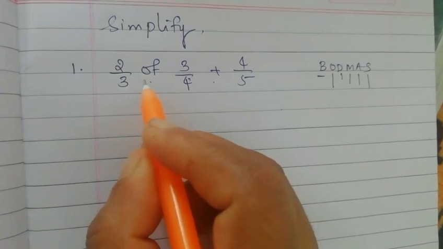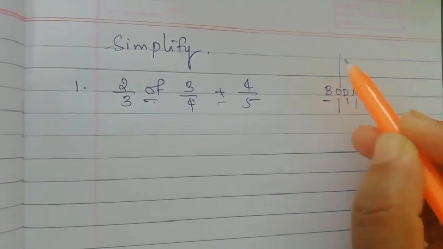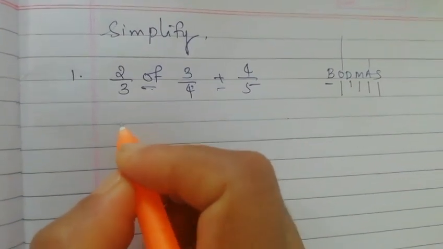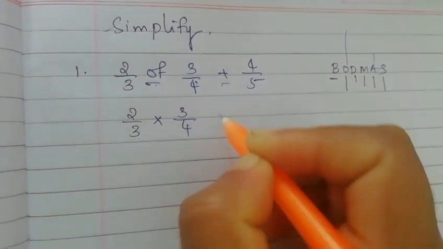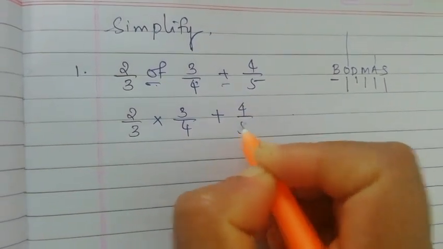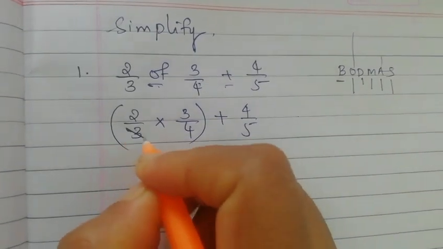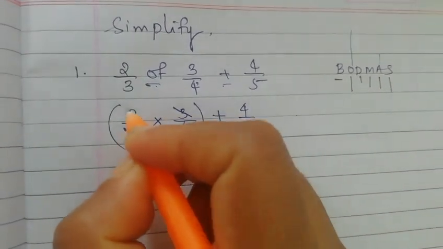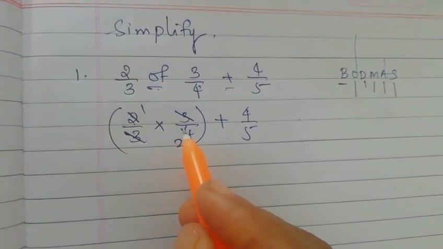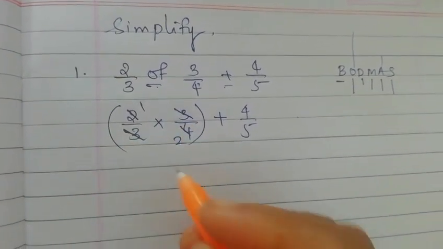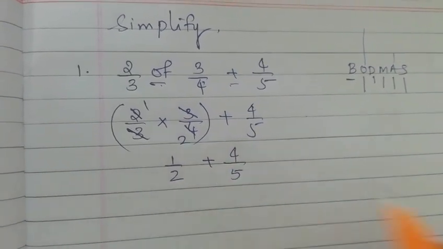Now we can solve here. Of and addition are there, so first do the of. Of means multiplication. 3 by 4 plus 4 by 5. Do this multiplication first. In multiplication, if a common number is there, you can cut. Multiples are there, that also you can cut. 2 ones are 2, 2 twos are 4, 3 and 3 we can cut. This will become 1 by 2 plus 4 by 5.